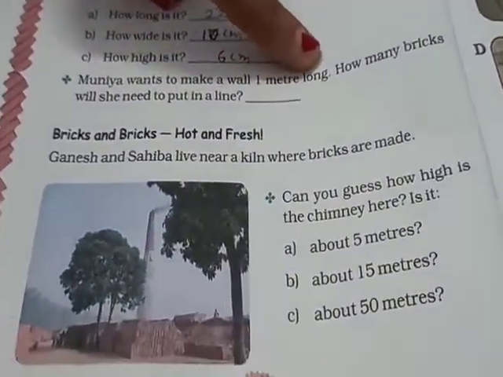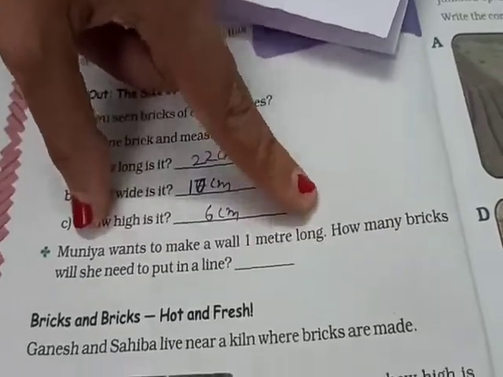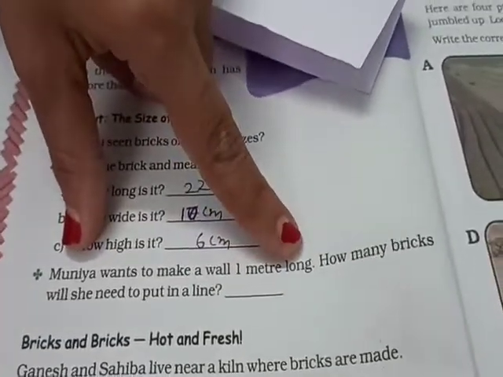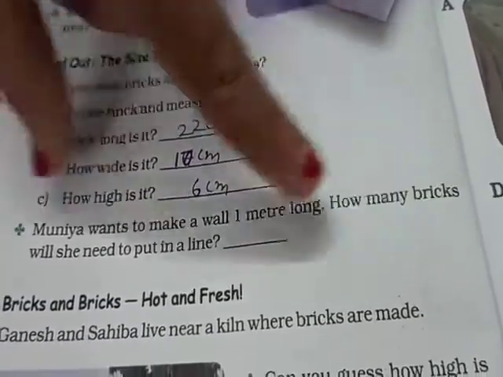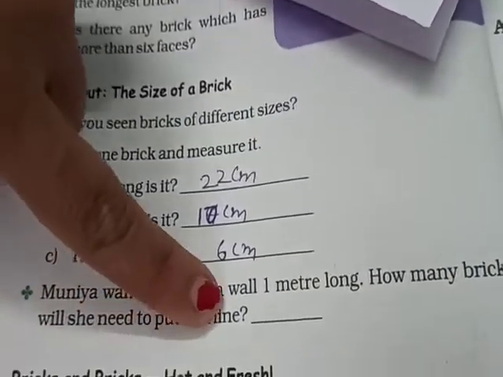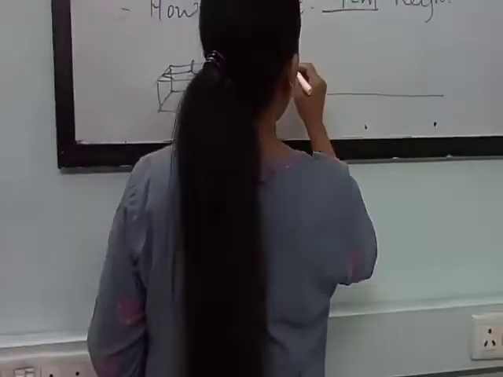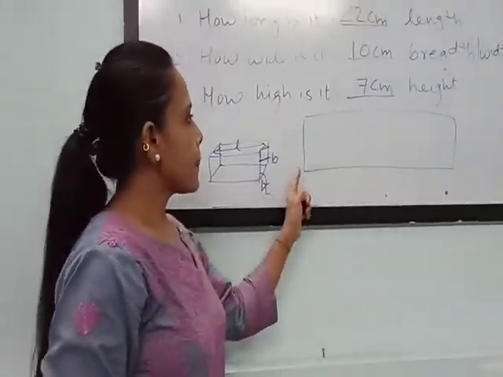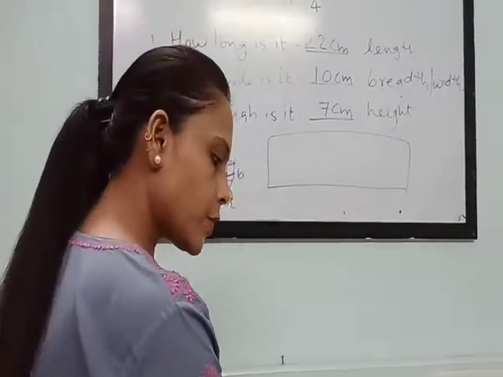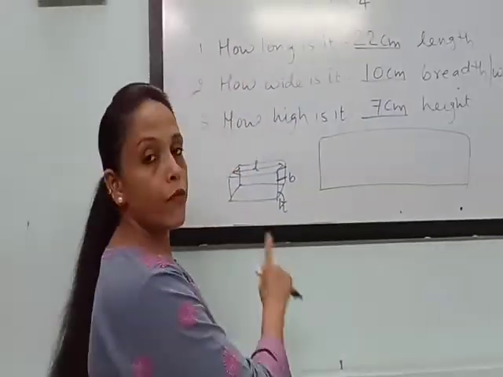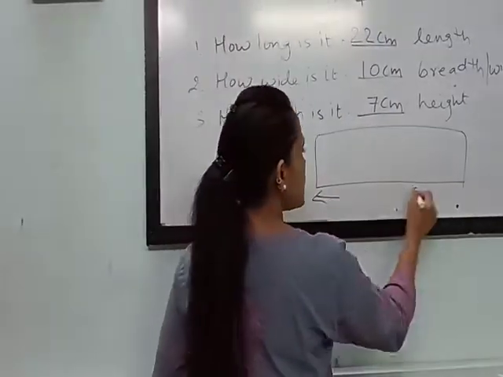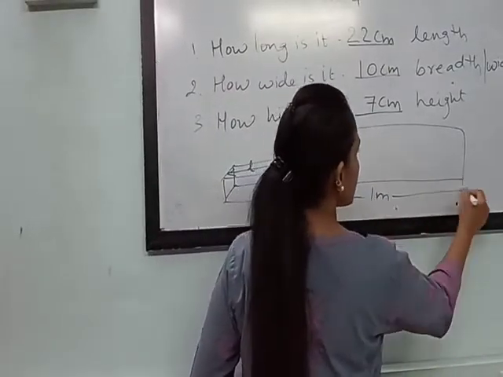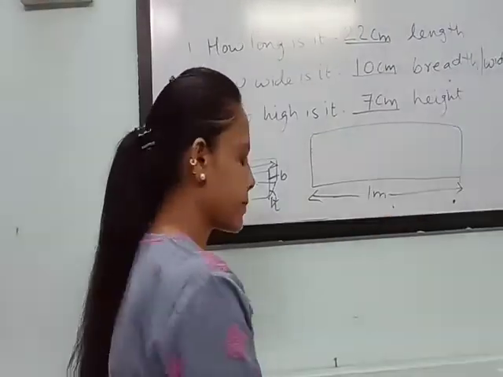Munya wants to make a wall 1 meter long. How many bricks will she need to put in a line? Now, look at here. Munya wants to build a wall, right? And what is the question given? The wall is of 1 meter long, right?